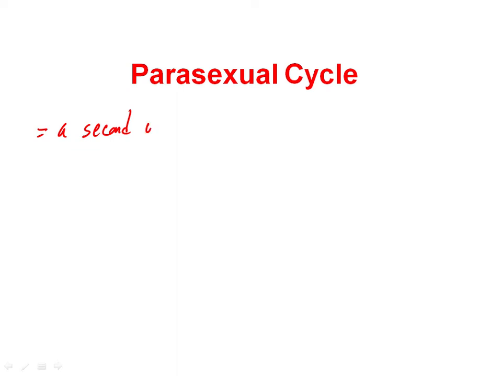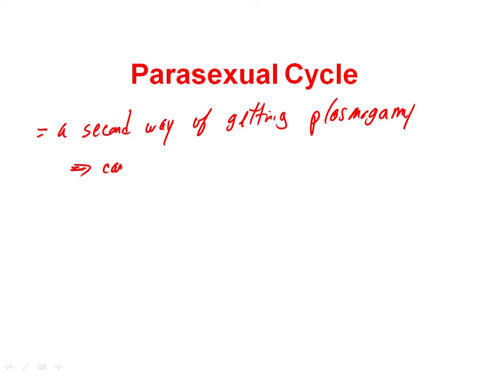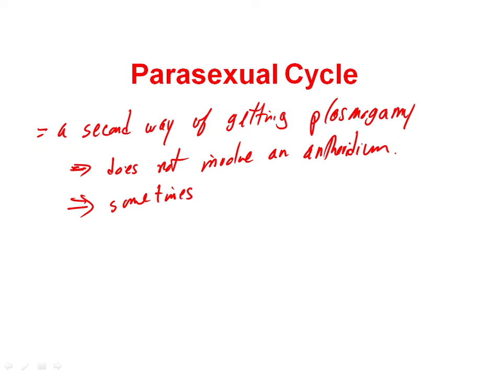So this is a second way of getting plasmogamy. There's two ways it can happen. It never involves an antheridium. So just like in humans, males are irrelevant, more or less. So no antheridium. The male nucleus is going to get there some other way. There is an ascogonium sometimes, but not always.